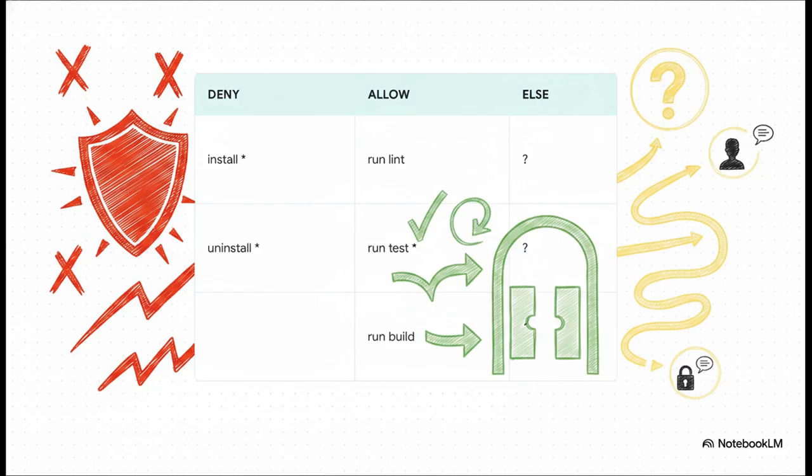Now, the way this security gateway actually works is through an absolutely strict hierarchy. It's super simple to grasp. Your deny rules fire first, unconditionally. If a command matches, it's blocked. No questions asked. Next up are your allow rules, which grant silent auto-approval, perfect for things like linting or running tests. And then anything that doesn't fall into those 2 buckets just drops down to the 3rd tier, which will prompt you based on whatever overall mode you happen to be in.